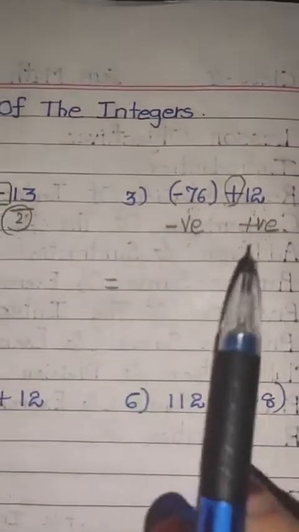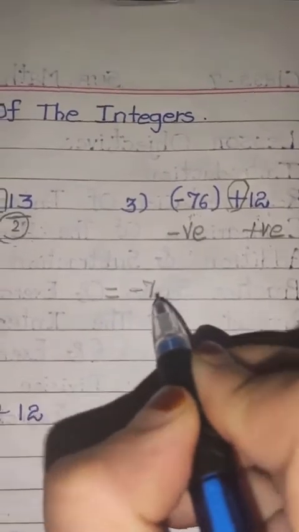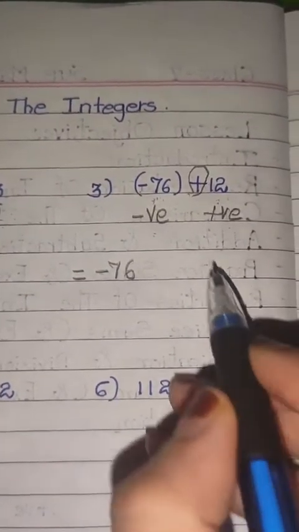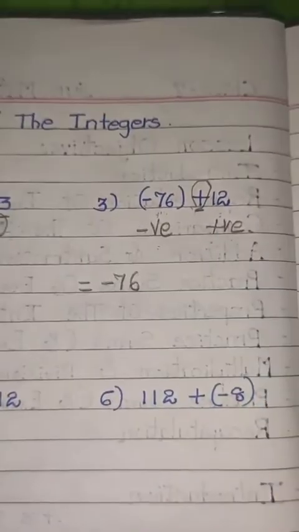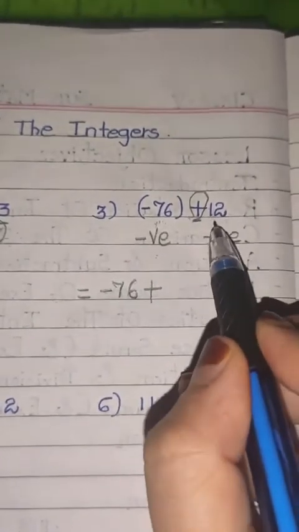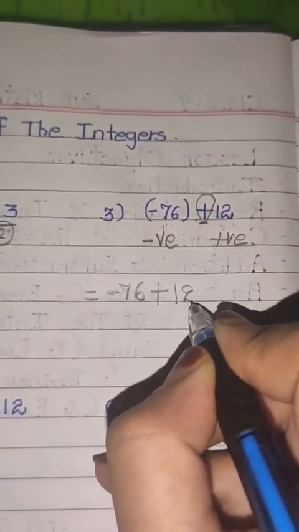So let's see the first step of how to solve. Minus 76. We'll open the bracket, minus 76. Then this sign of addition will be as it is. And is there any sign with 12? No. So 12 will be as it is.